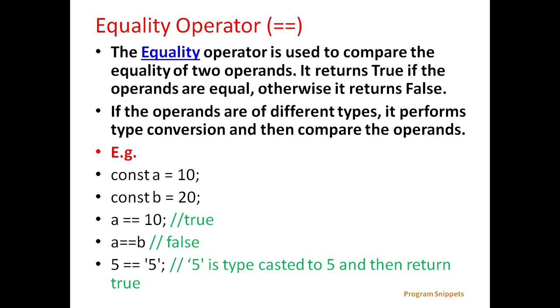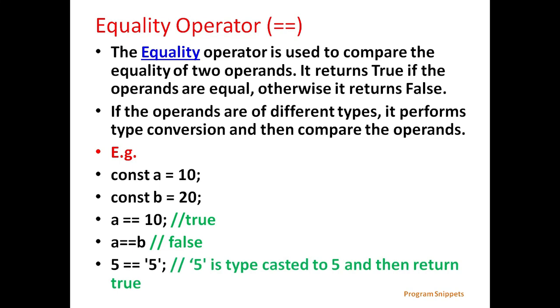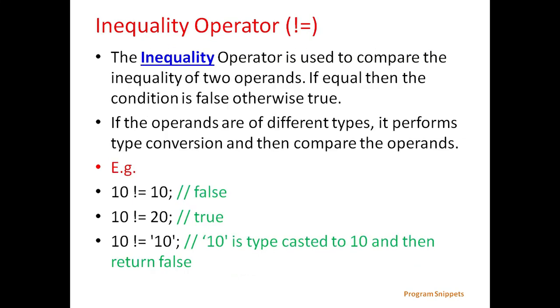For example, here we have defined constant a with value 10 and constant b with value 20, and if we compare a == 10, it will return true. If we compare a == b, it will return false. And if we compare integer 5 with string 5, first string 5 is typecasted to integer 5 and then it returns true. Next is the inequality operator.